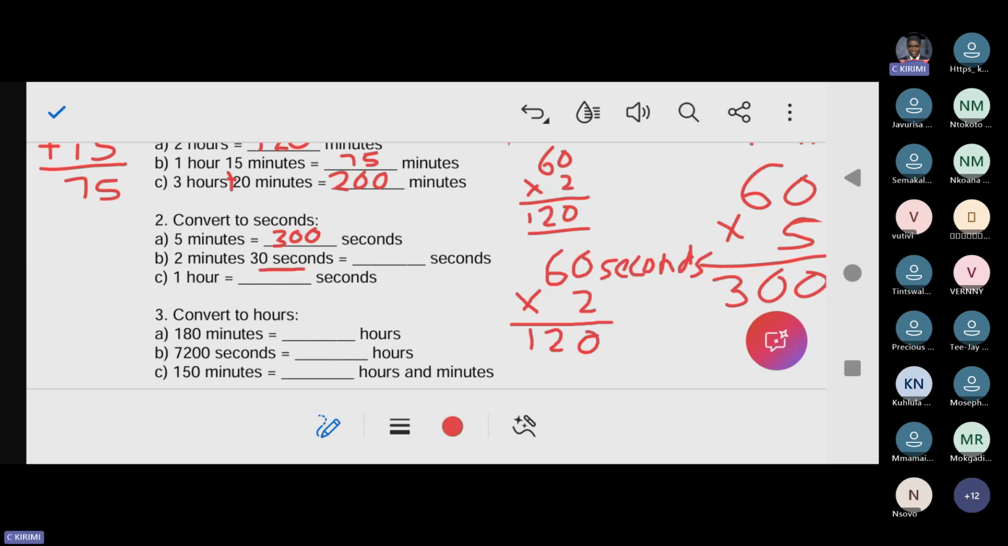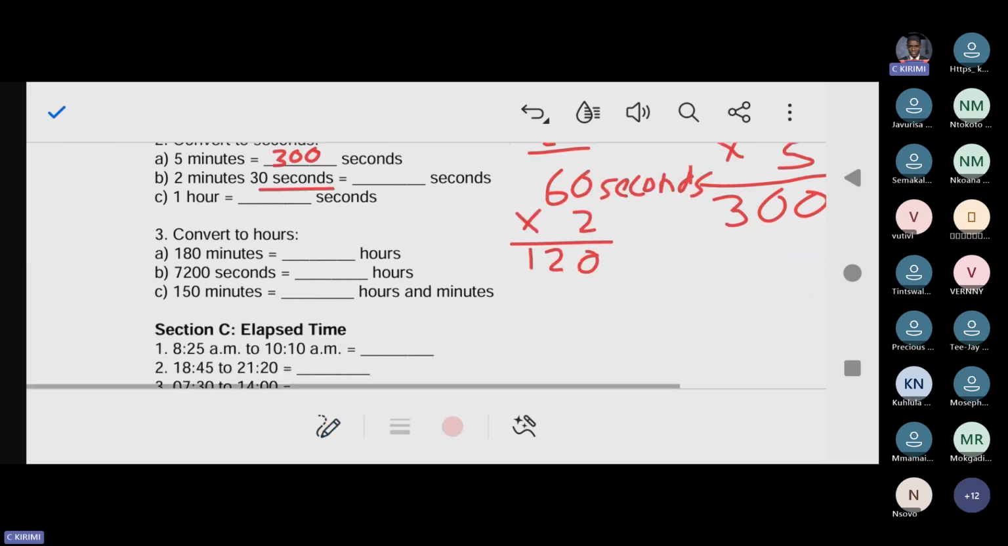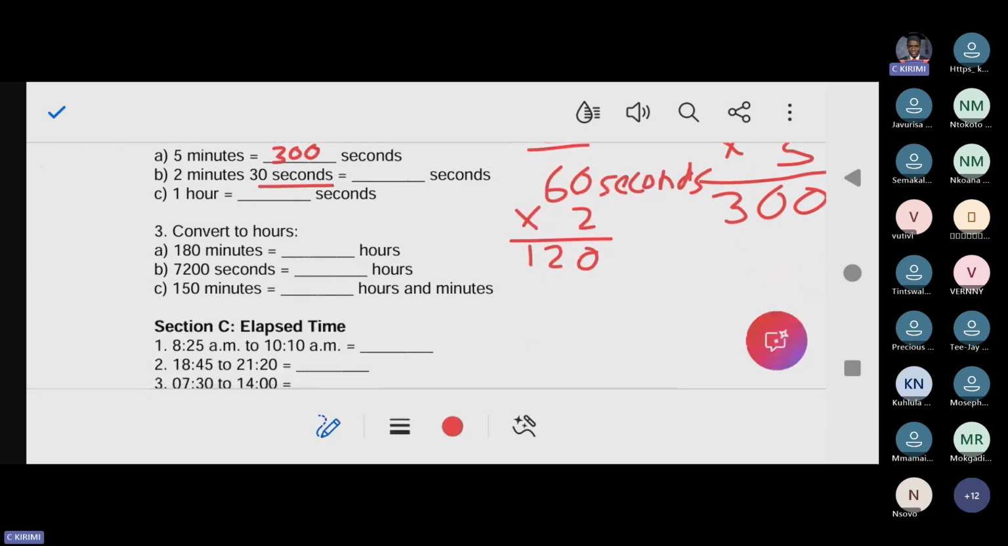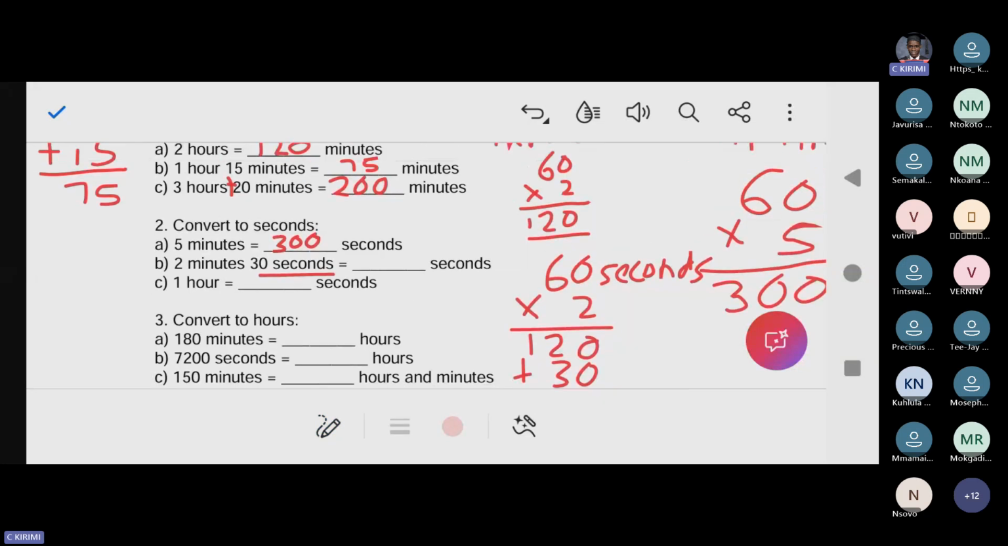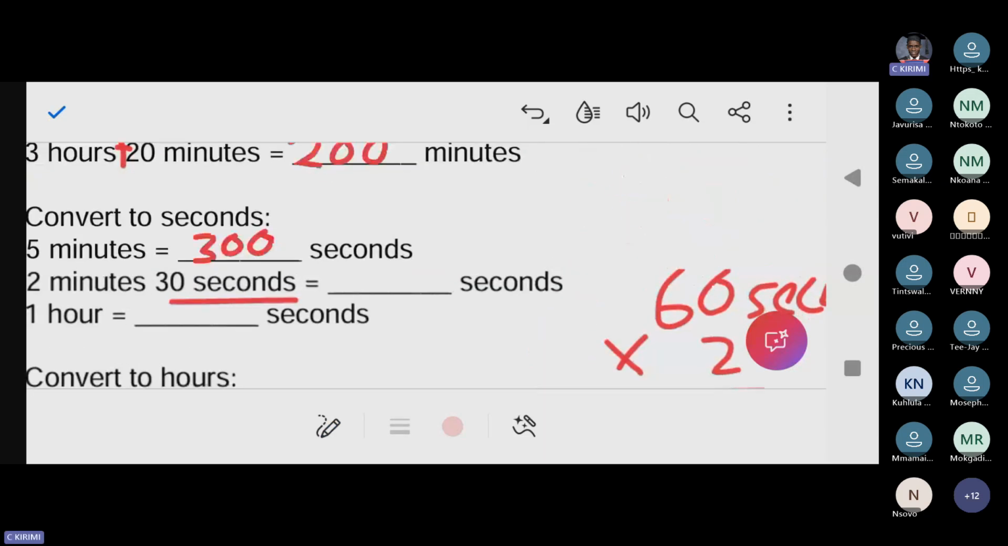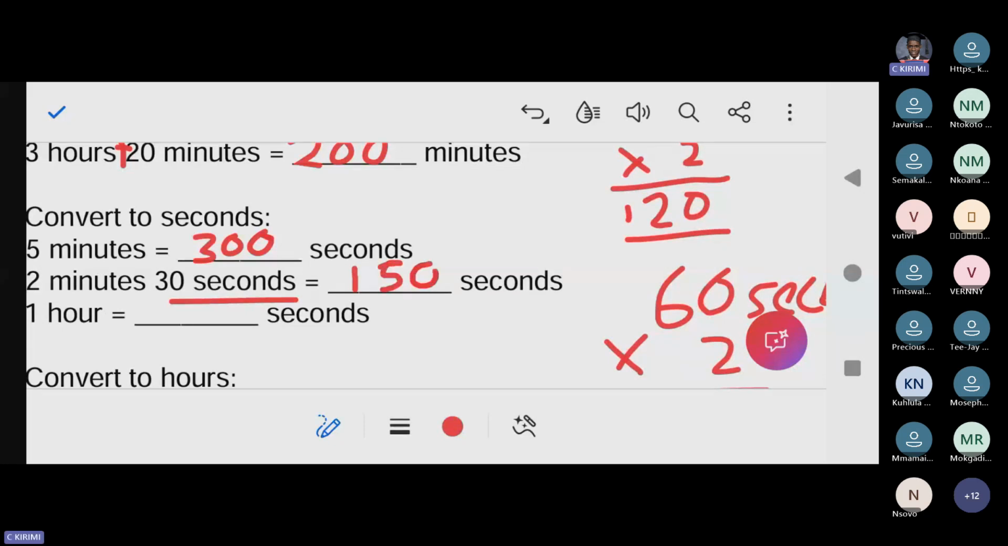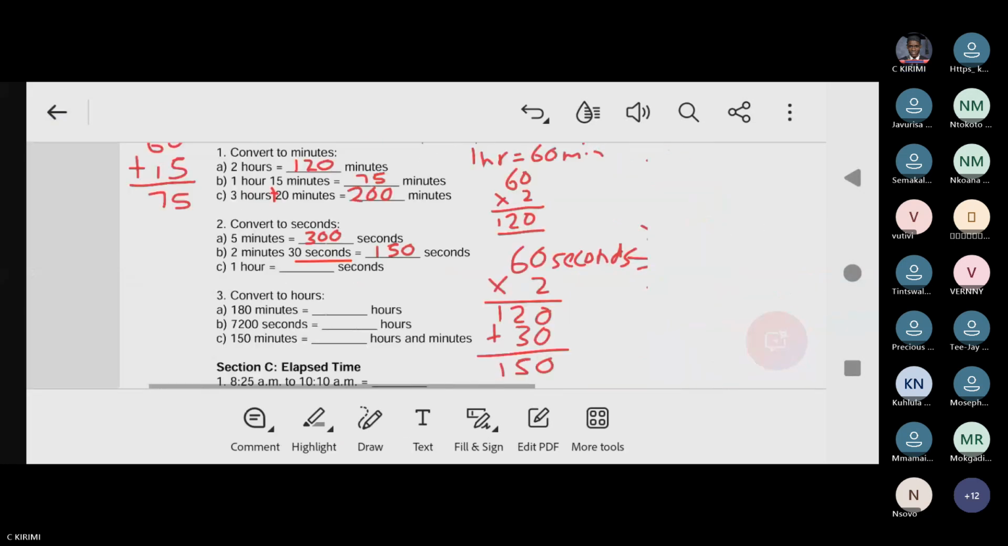But we are adding this 30 seconds. Using the calculator, we just add: 0, 2 plus 3, that's 5, 1 plus 0, that's 1. So the answer there is 150 seconds. So 2 minutes, 30 seconds is 150 seconds.